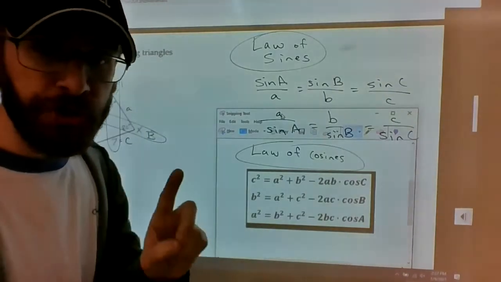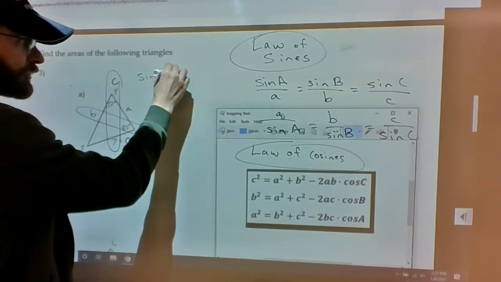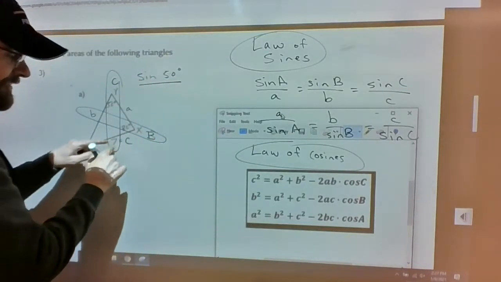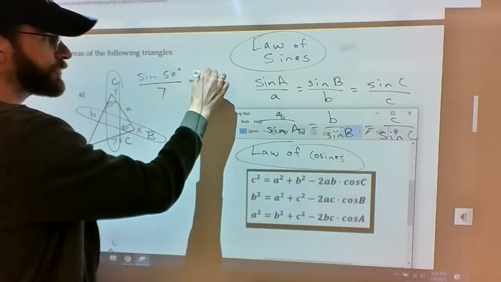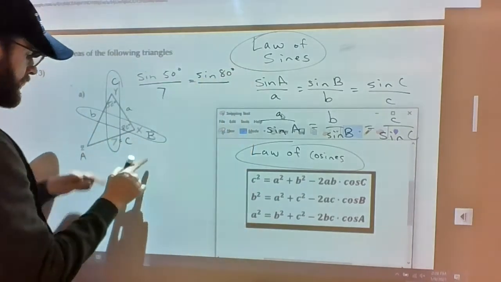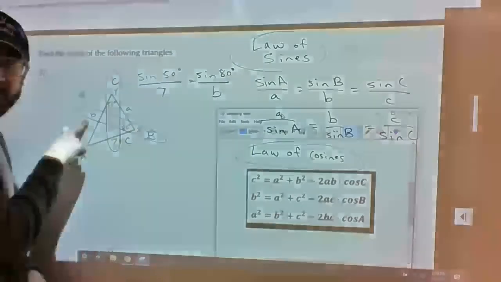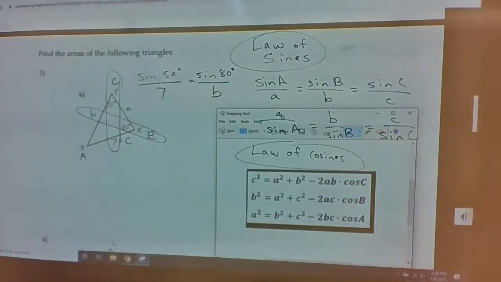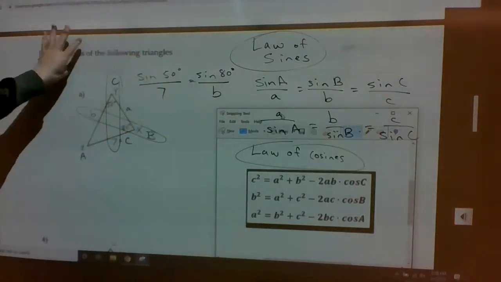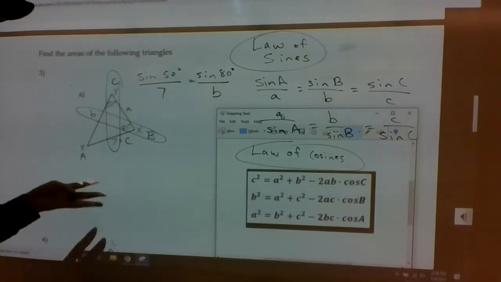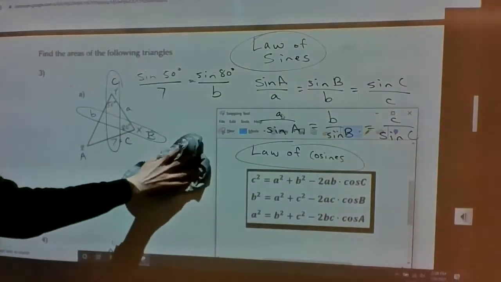We therefore should be able to say that the sine of C, which is 50 degrees, divided by 7 equals the sine of B, which is 80 degrees, over B. We can solve for that opposite side B with this equation here. So if I'm ignoring the fact that it's asking you to solve for the area of this triangle, and we're saying, hey, is there a way to solve for all the missing pieces? Yes, you can do it this way.